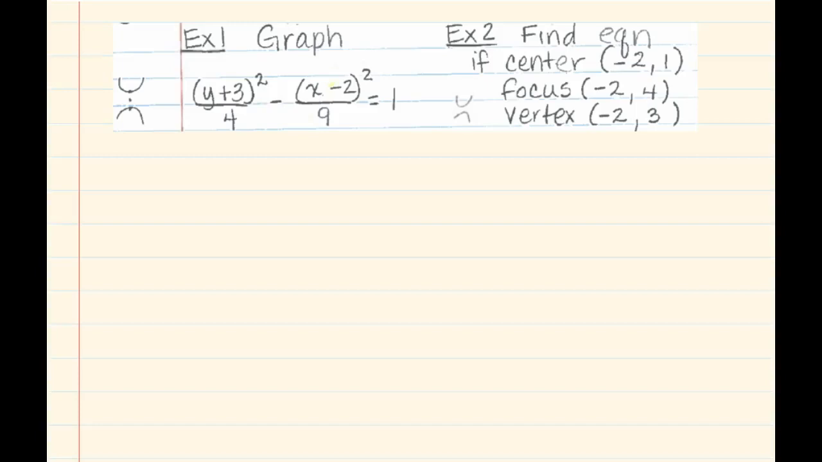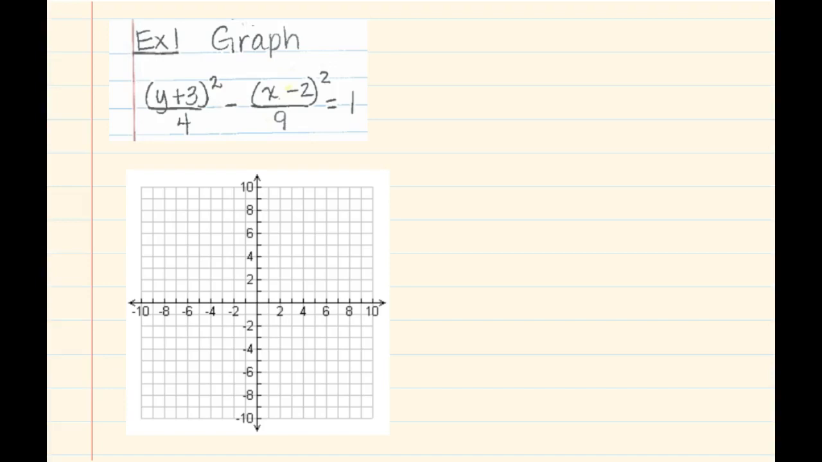On the next page, we're going to put both example number 1 and example number 2 side by side. Let's first focus on example number 1. Example number 1 asks us to graph this hyperbola.